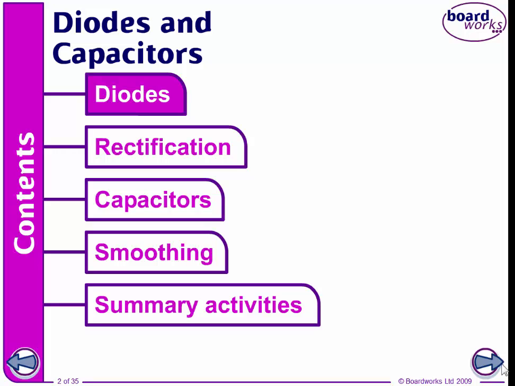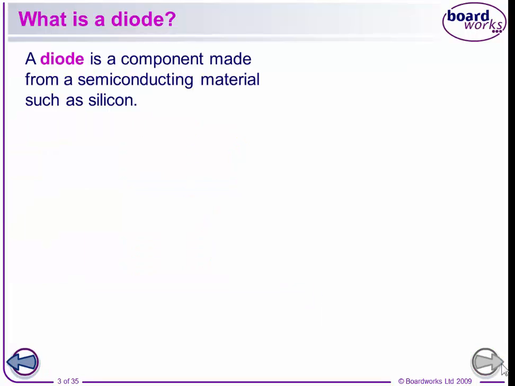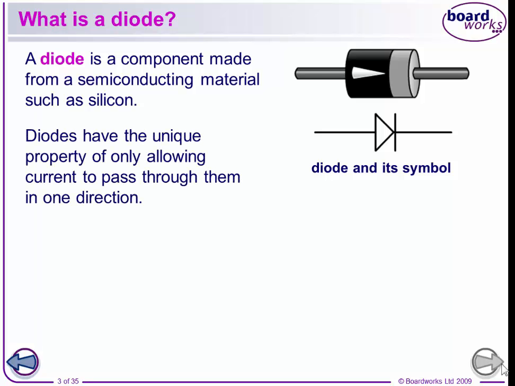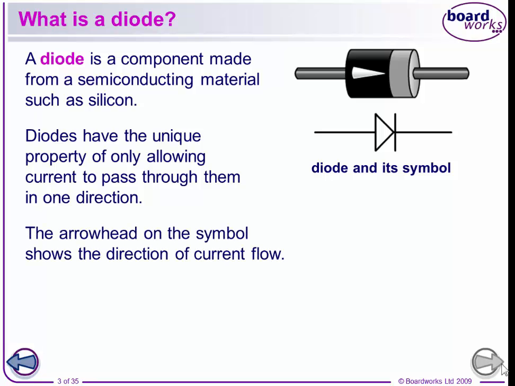We're going to start off looking at diodes. A diode is a kind of component which is made from a semiconducting material such as silicon. This is the diode and this is what its symbol looks like. It's like an arrow. Diodes have this unique property of only allowing current to pass through them in one direction. The arrowhead on the symbol shows the direction of the current flow.